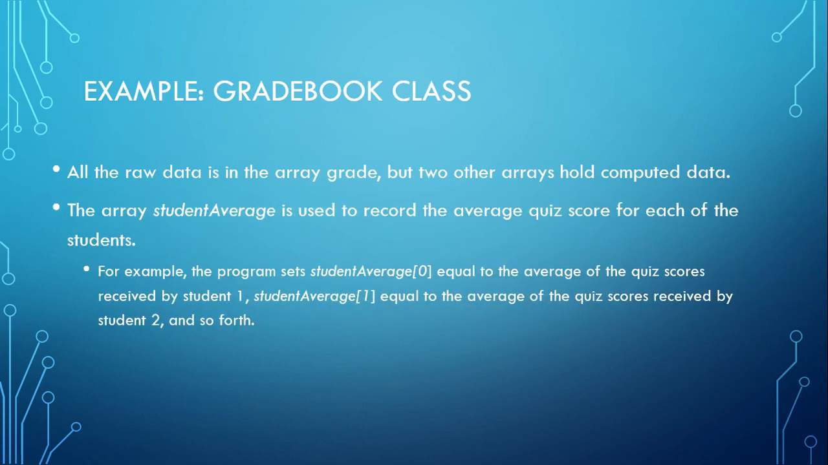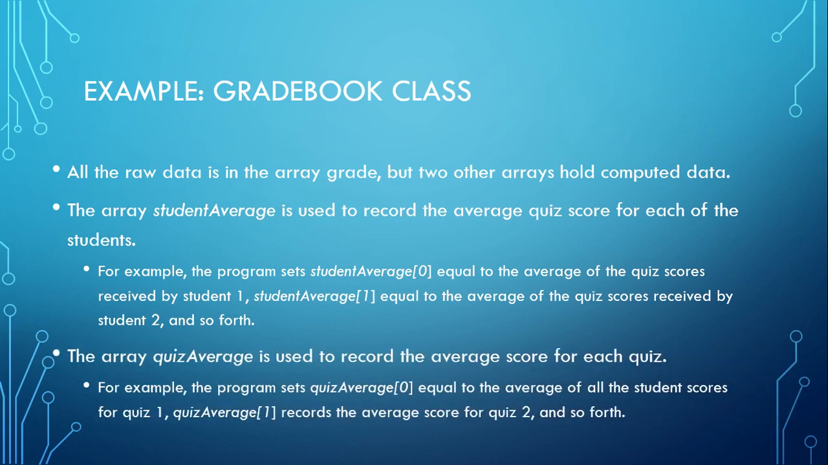All the raw data is in the array grade, but the other two arrays hold computed data. The array studentAverage is used to record the average quiz score for each of the students. So, for example, the program sets studentAverage[0] equal to the average of the quiz scores received by student 1. studentAverage[1] is equal to the average of the quiz scores received by student 2, and so forth.